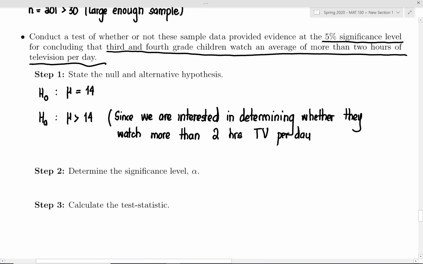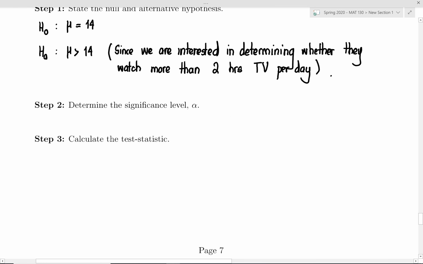All right, so that's why our alternative hypothesis is set up that way. Next up is our significance level. By the question, we're looking at a 5% significance level, so we're going to look at 0.05. Next up, we're going to compute our test statistic here.